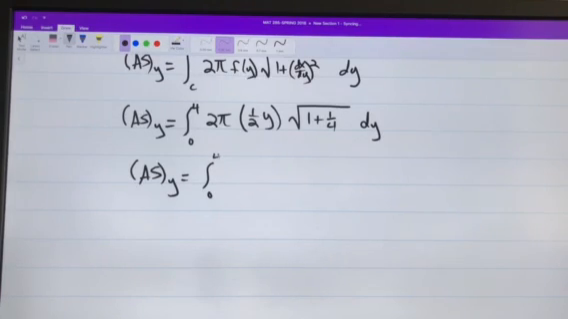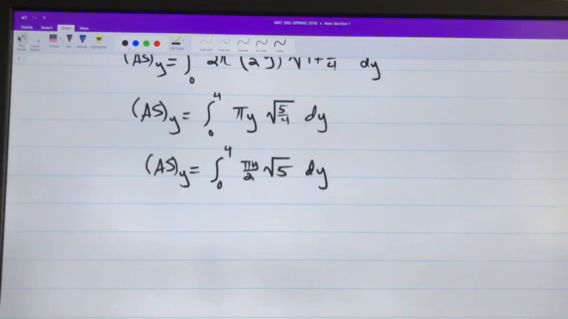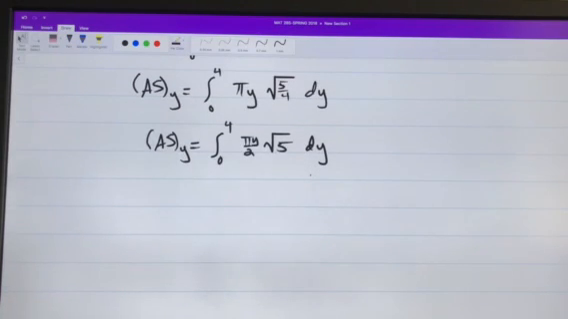So going from 0 to 4, we have 2 times 1/2 is 1, and you have pi times y, and we have the square root of 5/4. Now for the square root of 5/4, I'm just going to mention 4 is a perfect square number, 5 is not. So going from 0 to 4, the square root of 4 is 2, so I have pi over 2 y times the square root of 5 dy.